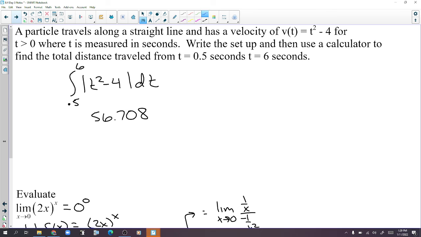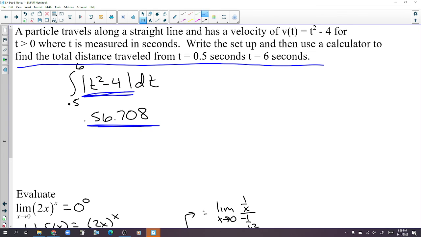Particle travels along a straight line that has a velocity of v of t equals t squared minus 4 for t greater than 0, where t is measured in seconds. Write the setup and then use a calculator to find the total distance traveled from point 5 to 6. So the key here is we're going to integrate the absolute value of velocity to find the total distance traveled.